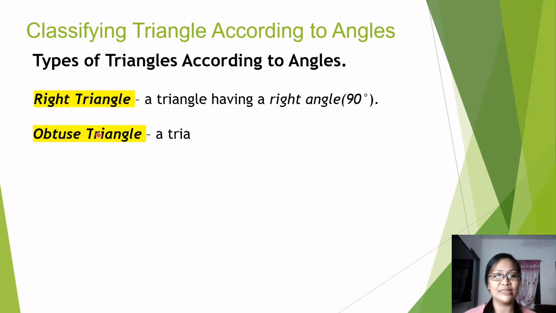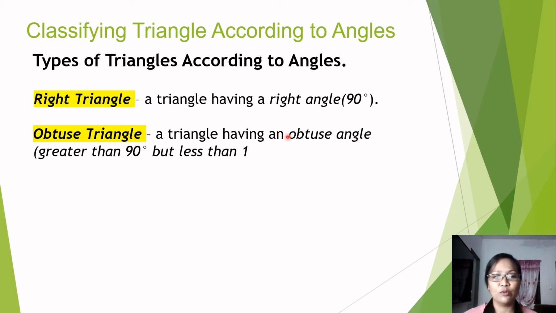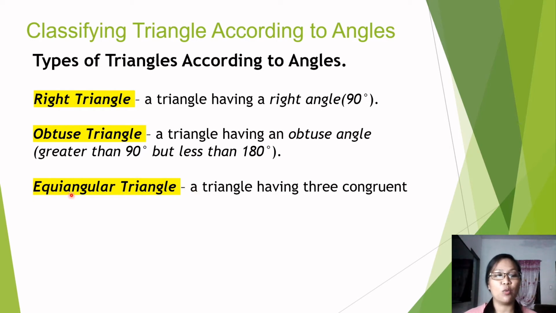Next, we have the obtuse triangle, a triangle having an obtuse angle. When we say obtuse angle, the angle is greater than 90 but less than 180 degrees. Next, we have the equiangular triangle. From the word equiangular, meaning equal, a triangle having three congruent or equal angles. This is usually 60, 60, 60 degrees.